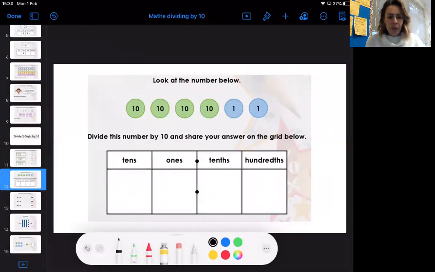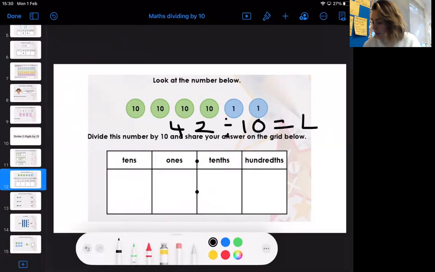Look at the number below. Divide this number by 10 and show your answer on the grid below. Pause the video, have a go. Let's have a look at the number. So here I have got 42. I know 42 divided by 10 is 4.2. So I would have 4 1s and I would have 2 10ths. I've just moved those counters across 1 space to the right because we're dividing by 10.